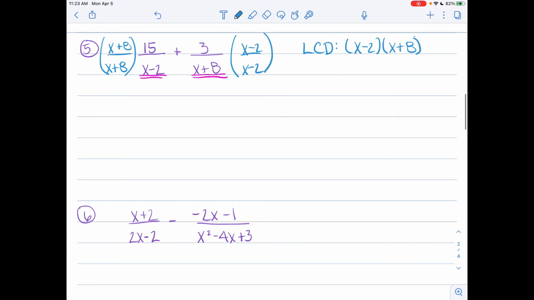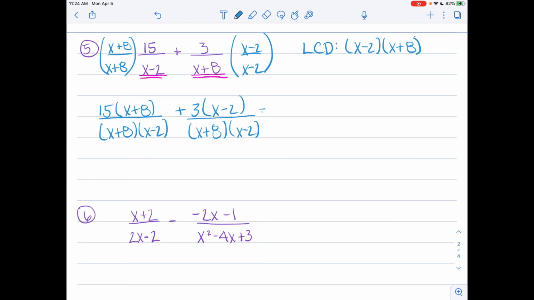Now let's go ahead and simplify and multiply. I'm going to have 15 times x plus 8 on the top, and x plus 8 and x minus 2 on the bottom of this first one. I want to add to that 3 times x minus 2 over x plus 8 and x minus 2. And now that I have the same denominator, I can add across.